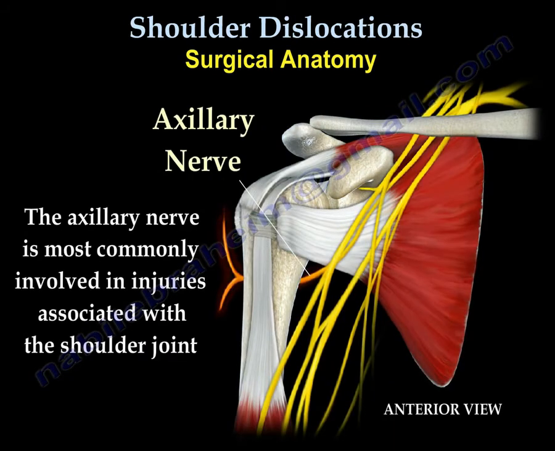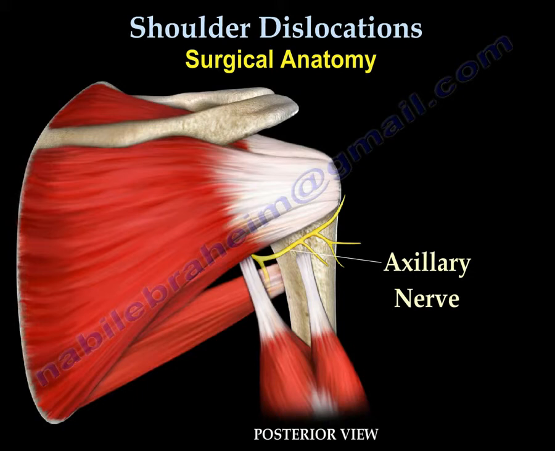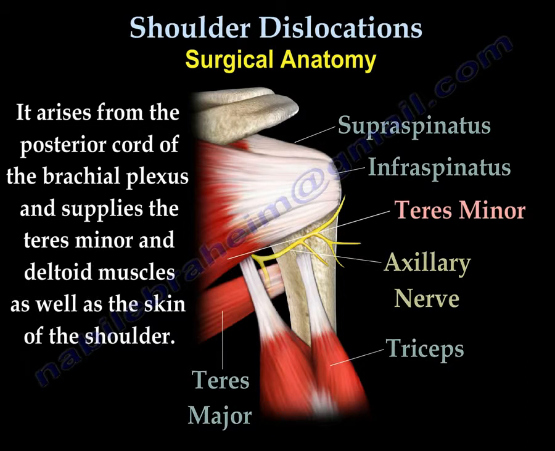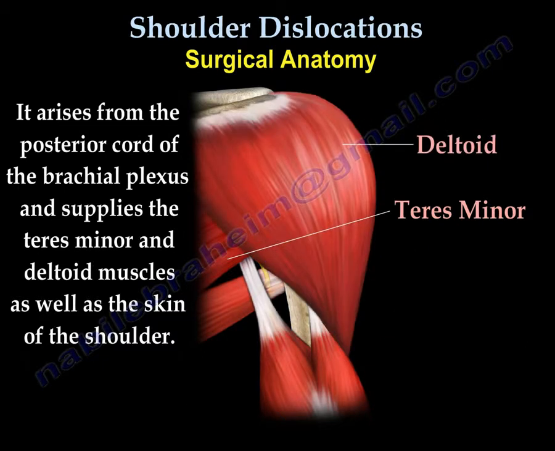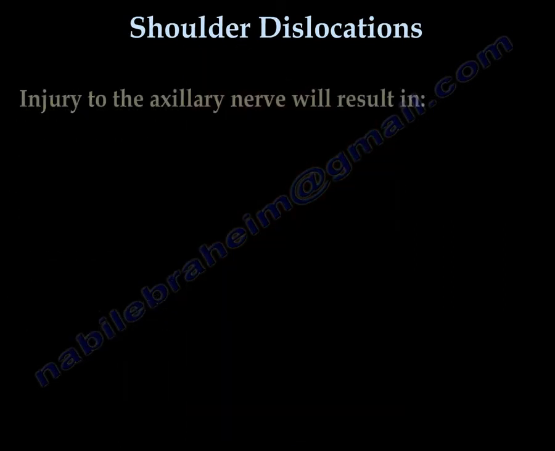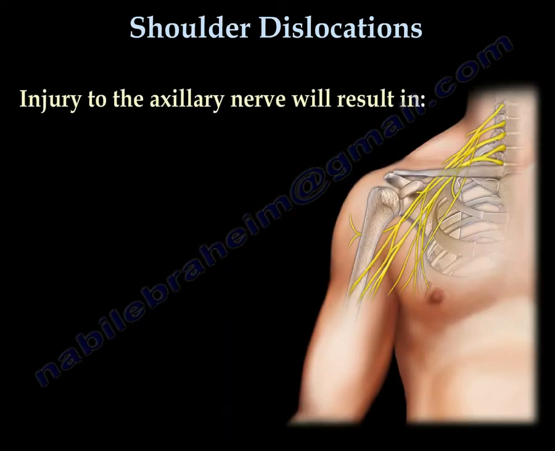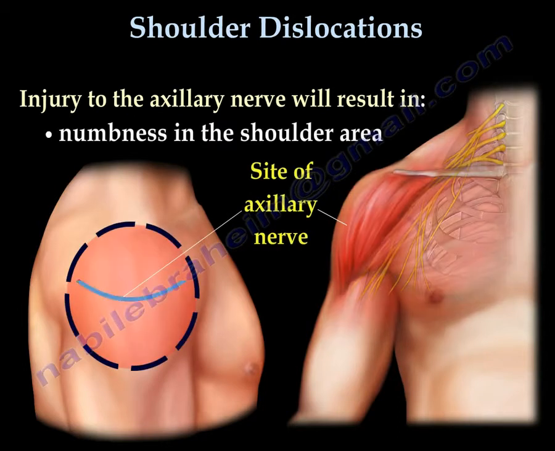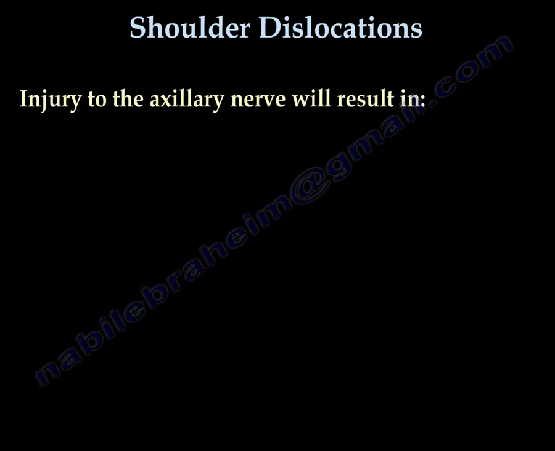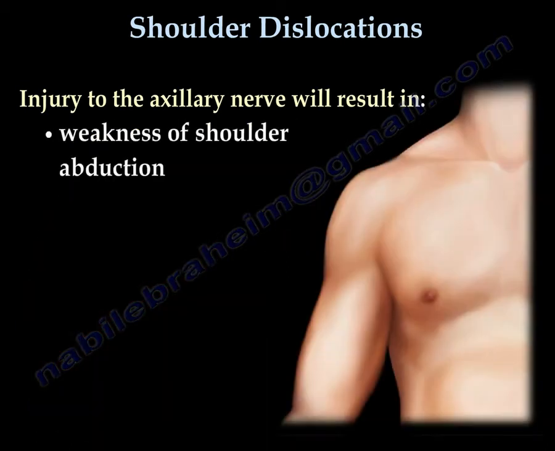The axillary nerve is the nerve that's commonly injured in shoulder dislocations. It arises from the posterior cord and supplies the teres minor and deltoid muscle and the skin over the shoulder area. Injury of the axillary nerve will result in numbness in the shoulder area and weakness of shoulder abduction.